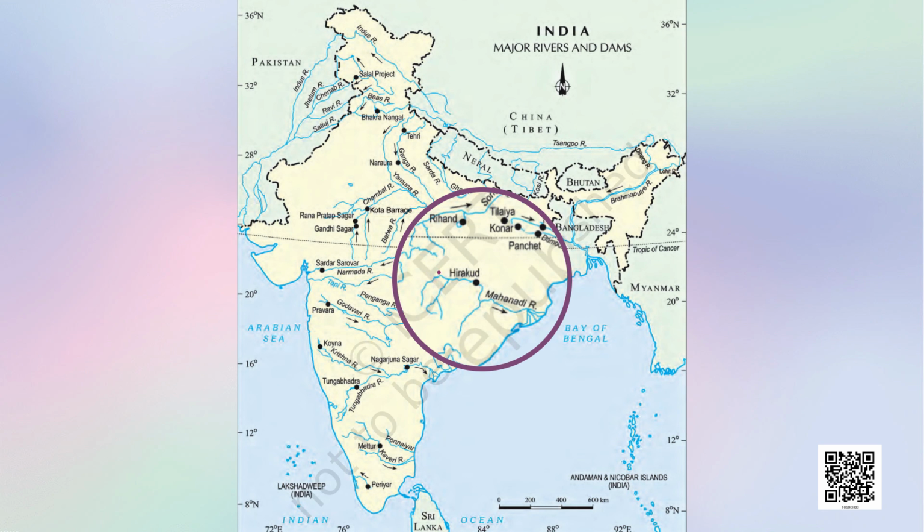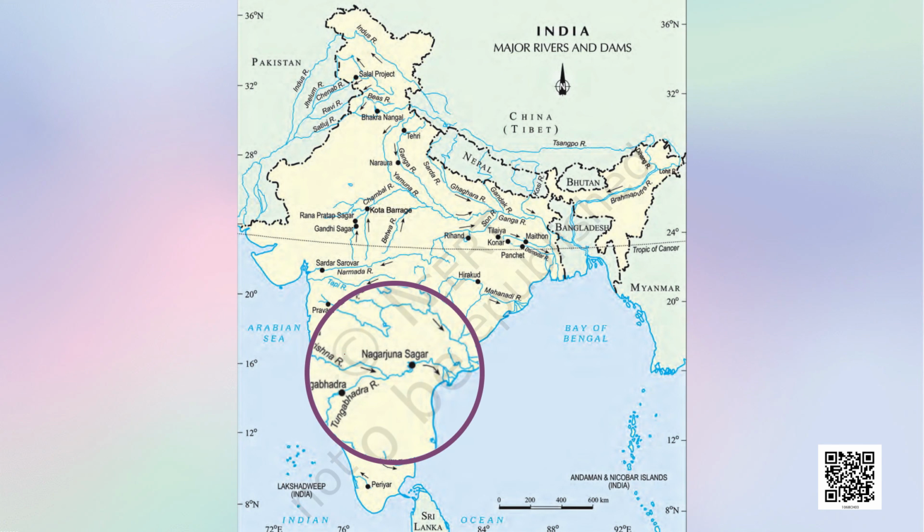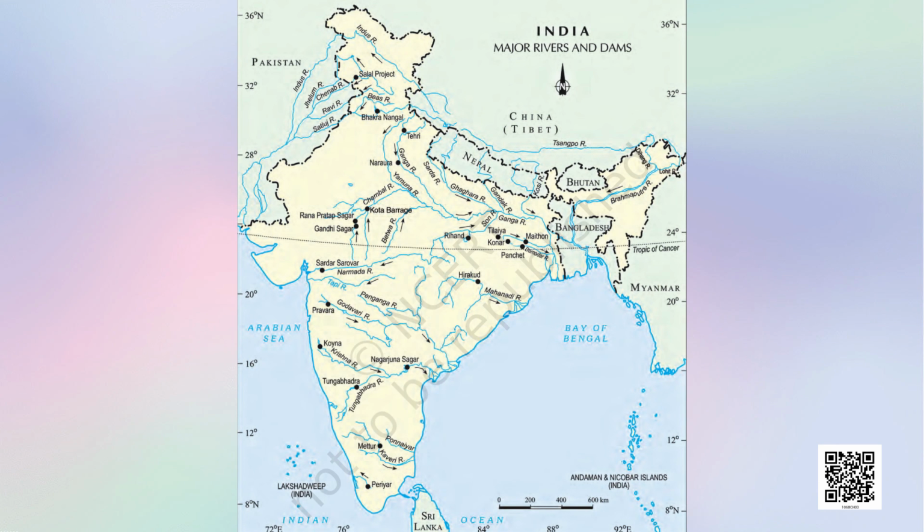Next, Hirakud project. This project is situated on Mahanadi river in Odisha. Next, this is Tungabhadra project. This project is situated on river Tungabhadra in Andhra Pradesh. Next is Nagarjuna Sagar project. This is situated on Krishna river in Andhra Pradesh. So students, here we know all important projects which will come in your exam.